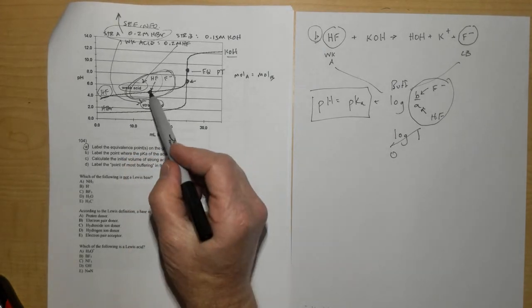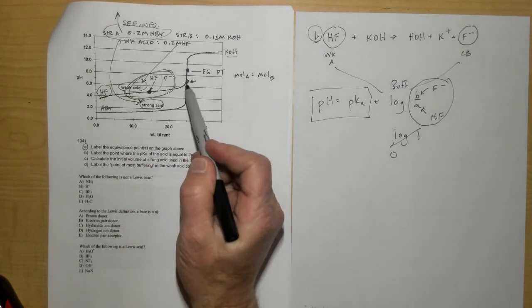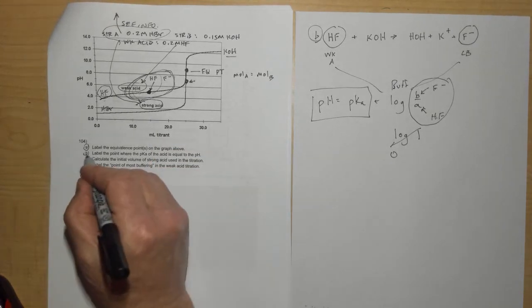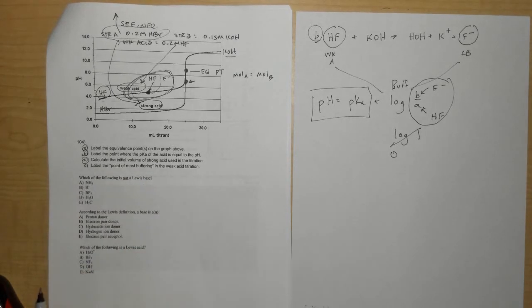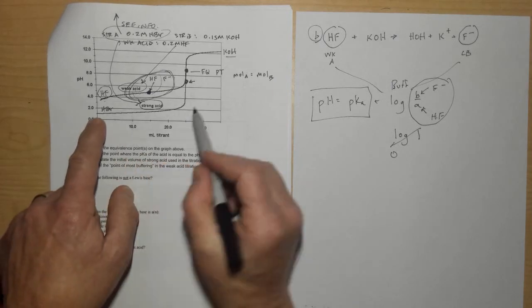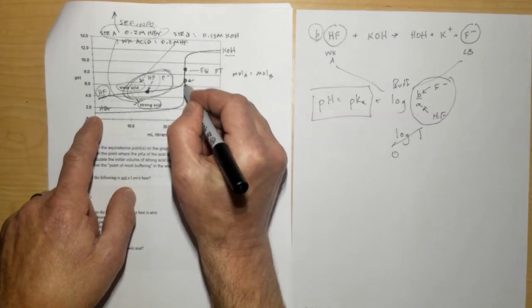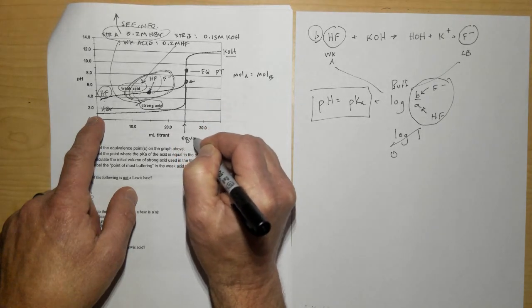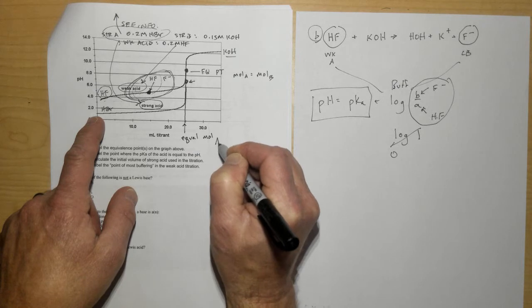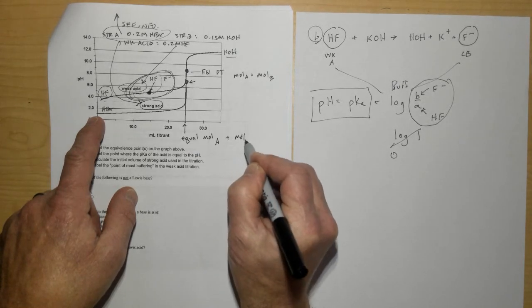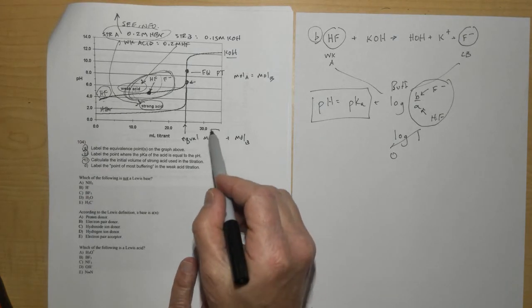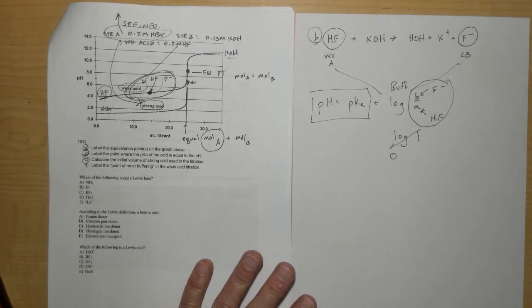Some people call this the halfway to the equivalence point. Some people call it like the area of most buffering, but it all means the same thing here in letter B. In letter C, it says calculate the initial volume of strong acid used in the titration. So in the strong acid, strong base one, the equivalence point is right here. And at this point, we have equal moles of acid and moles of base. And what I want to know is how many milliliters of this acid I started with.